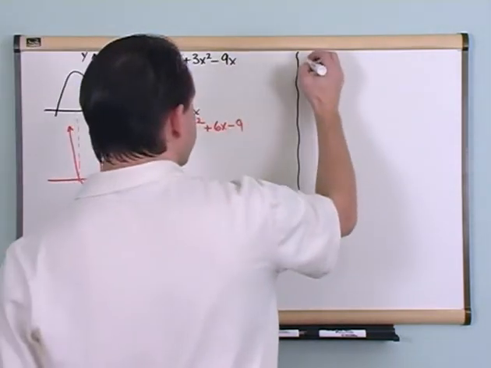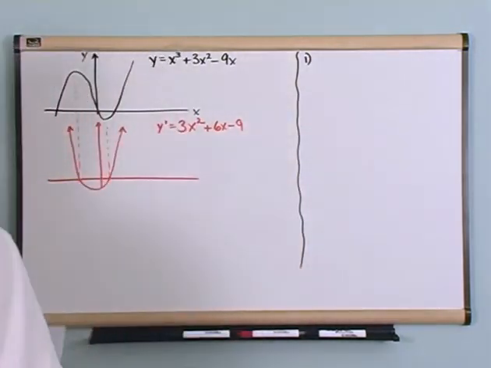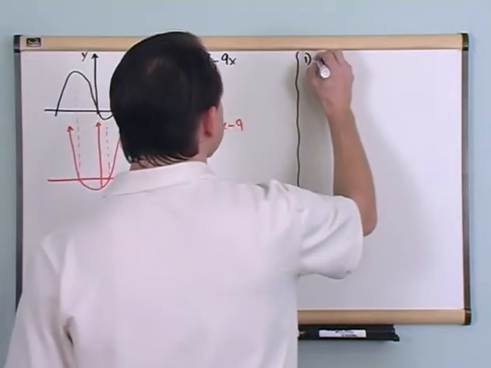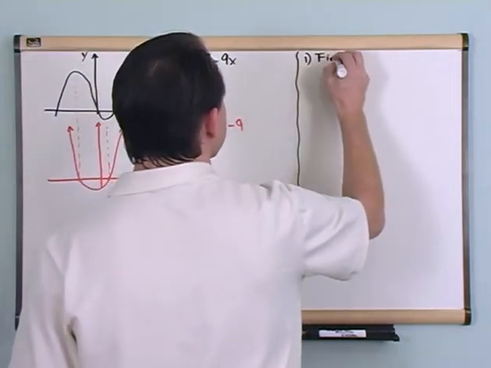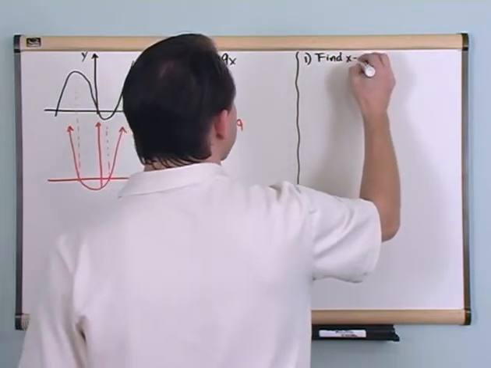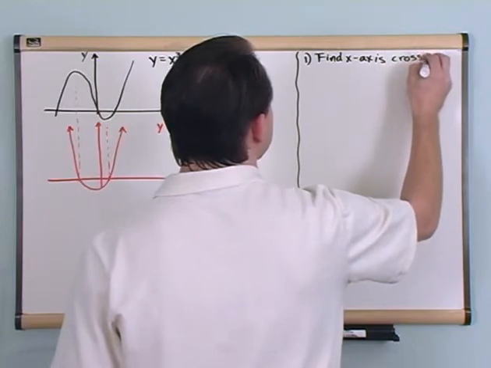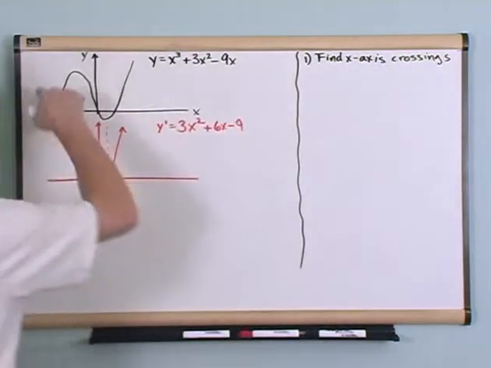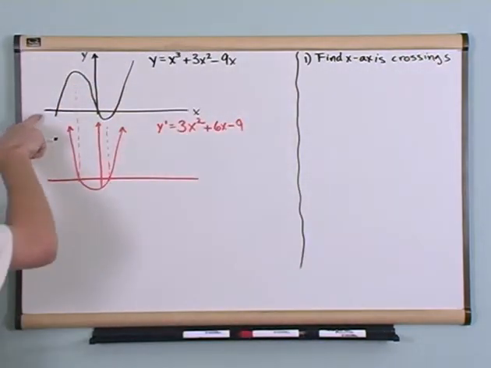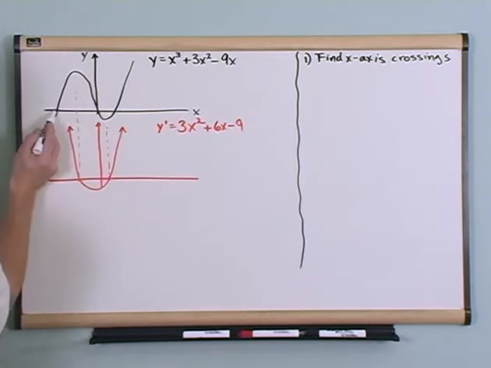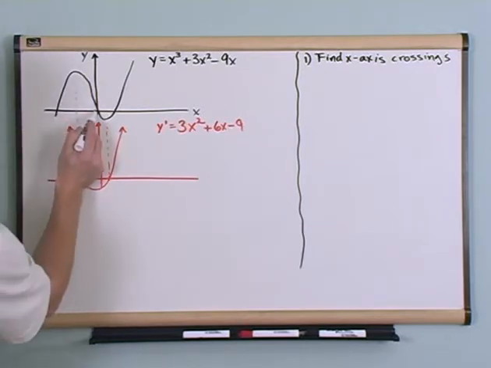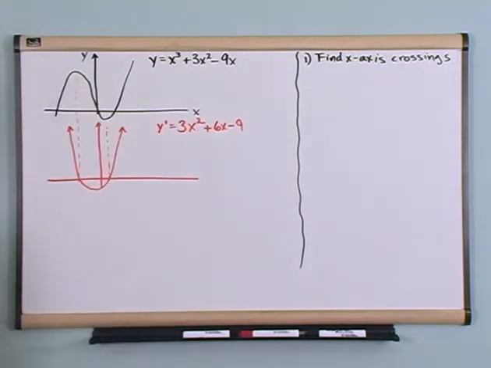The first thing that you can do in order to sketch a graph is to find the x-axis crossings. Now, how do you do that? This graph is like this, right? And what I'm trying to get you to figure out is how do you find exactly where it crosses here, where it crosses here, and where it crosses here?